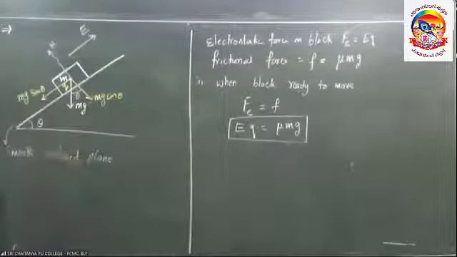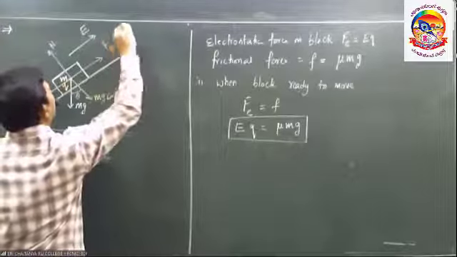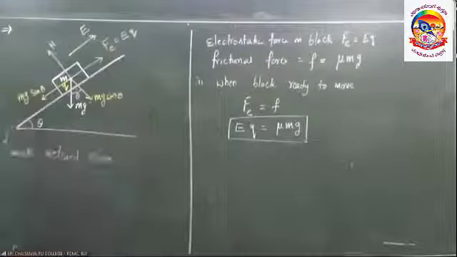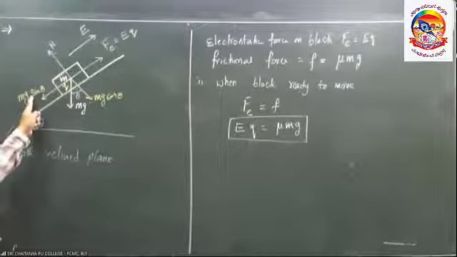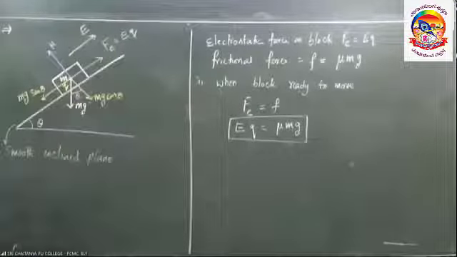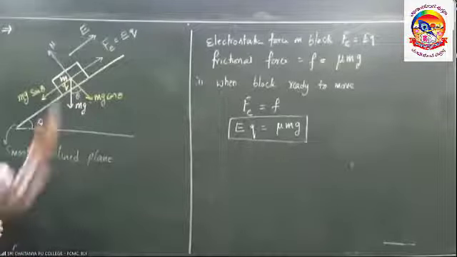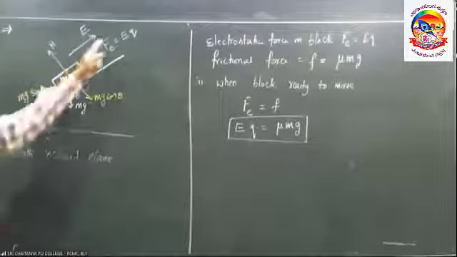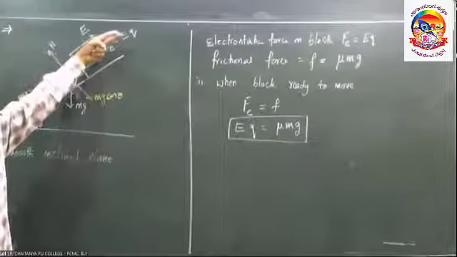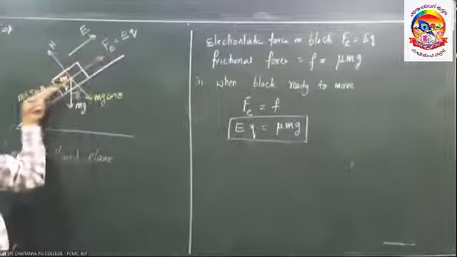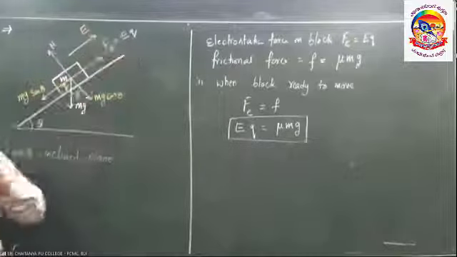In this direction, if I apply electric field, then it experiences a force due to electric field in this direction, right? As it is not moving, this force and this force are equal. The question is, what is the direction of the electric field to be applied, and how much? So he is asking magnitude and direction. Direction is clear here. It is along the direction of the inclined plane upward. How much? Equate these two, you get the answer.